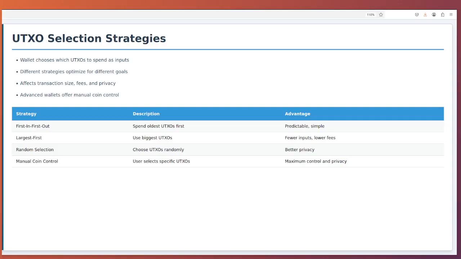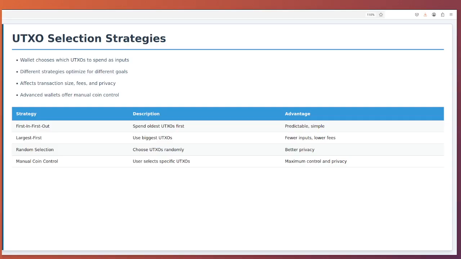Why does this matter? Several reasons. First, privacy. Combining UTXOs from different sources can link addresses together, revealing that they belong to the same person. Second, fees. Transactions with many small inputs cost more in fees than transactions with fewer large inputs, because each input adds data to the transaction. Third, UTXO management.